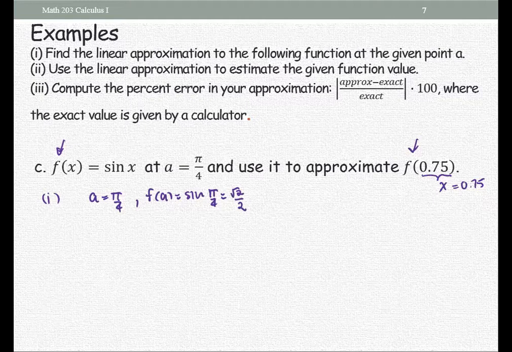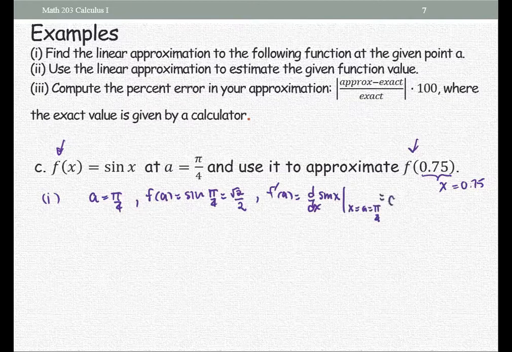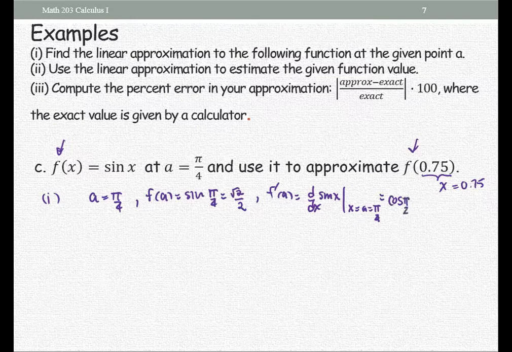So we have the a, we have the function at a, and the derivative at a, which is the derivative of sine x, evaluated at x equals a, which is pi over 4. The derivative of sine is cosine. So cosine pi over 4. It turns out to be the same. That's nice. Well, not as nice because we have the radical term, but at least it's not too complicated.